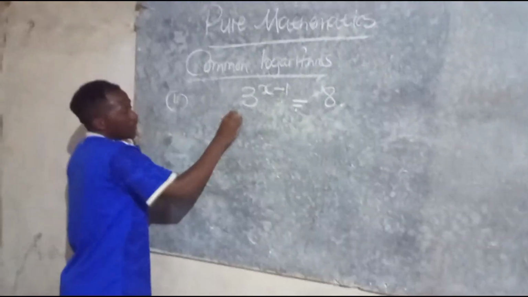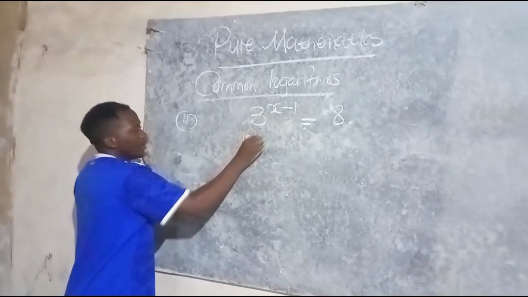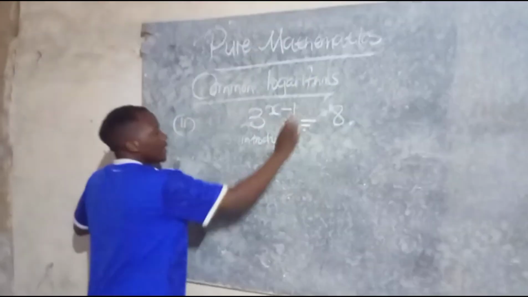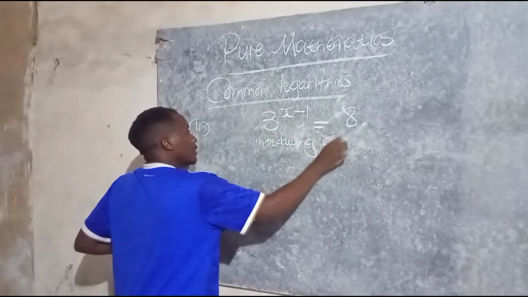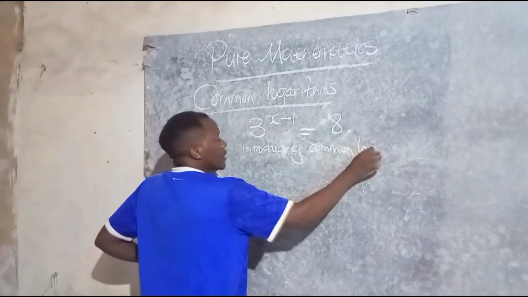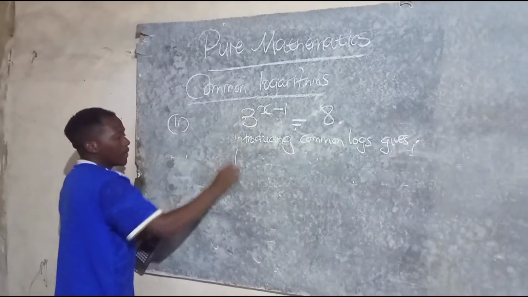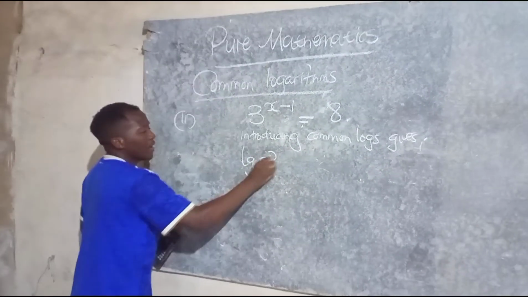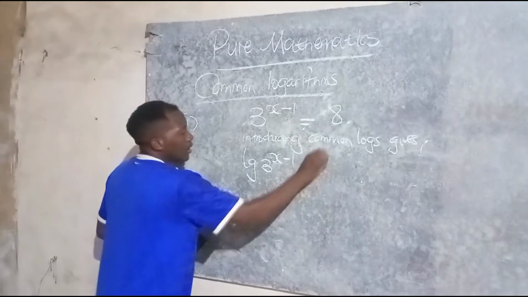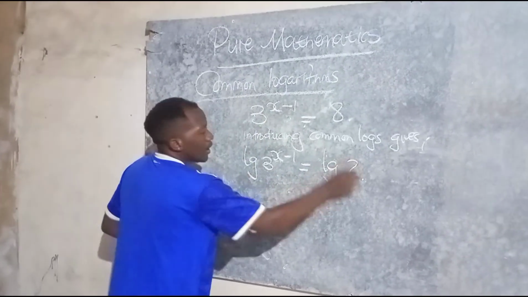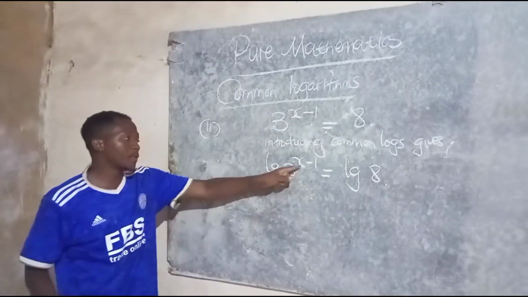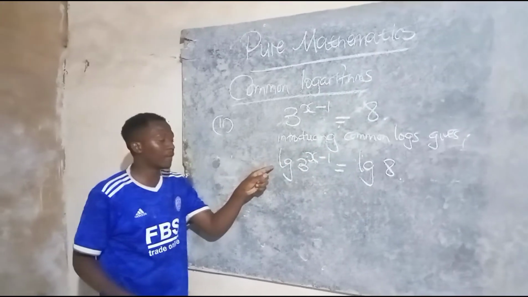So we're going to introduce common logs. Introducing common logs gives, here I'm going to say lg 3 to the power x minus 1 equals another log, lg 8 here. I'm supposed to drop x minus 1 to the front of the log.